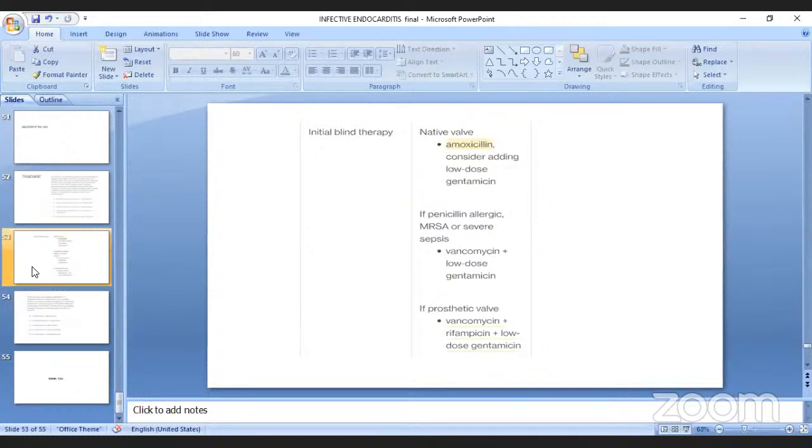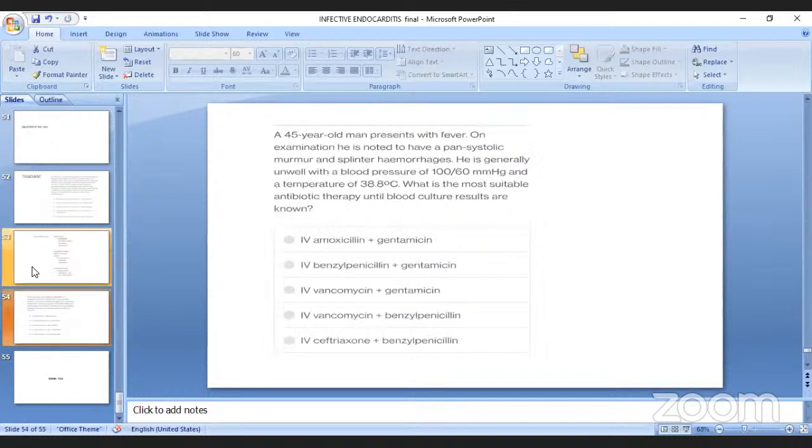This is what you have to remember. Okay, I'll give the other students also a chance, because I definitely know Shashikant and Pratik are good students, and they want to answer one more question. Now let's see this. A 45-year-old man presents with fever. On examination, he is noted to have a pansystolic murmur and splinter hemorrhages. He is generally unwell with a blood pressure of 100 over 60 and a temperature of 38.8. What is the most suitable antibiotic therapy until the blood culture results are available?